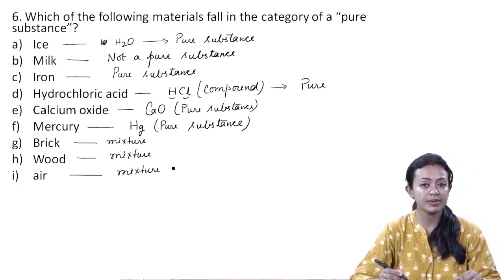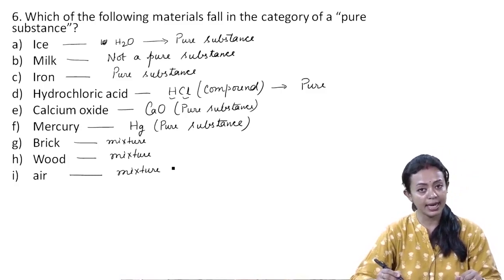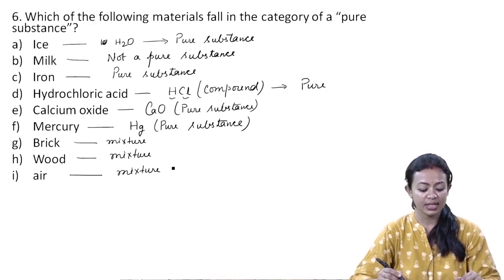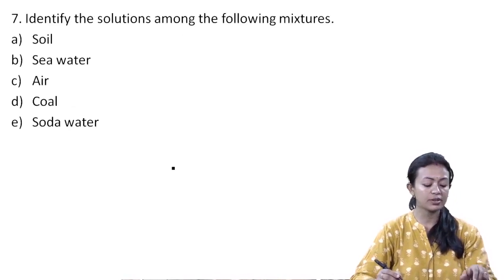Because we know pure substances are those which are either an element or a compound. So, air is not an element nor is it a compound. It is a mixture of gases. That's why air is not a pure substance. Fine. Now, let's go to the next question.